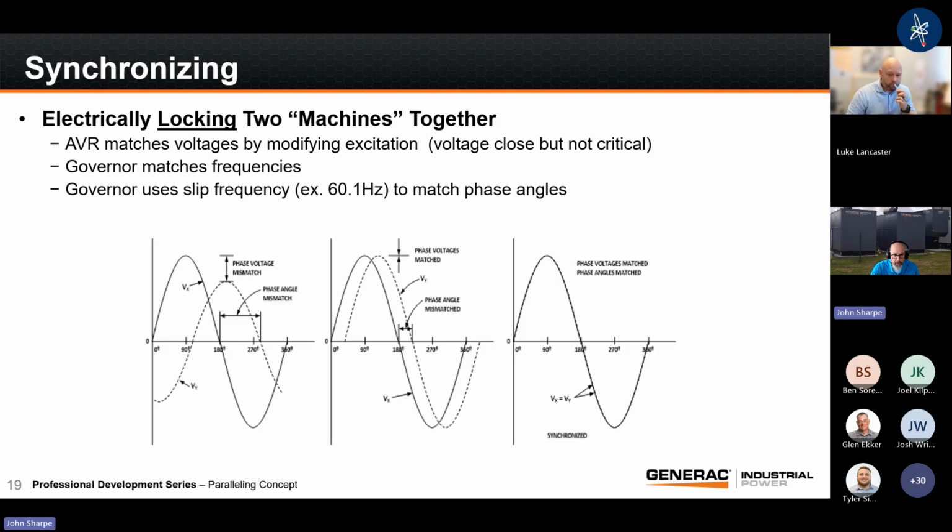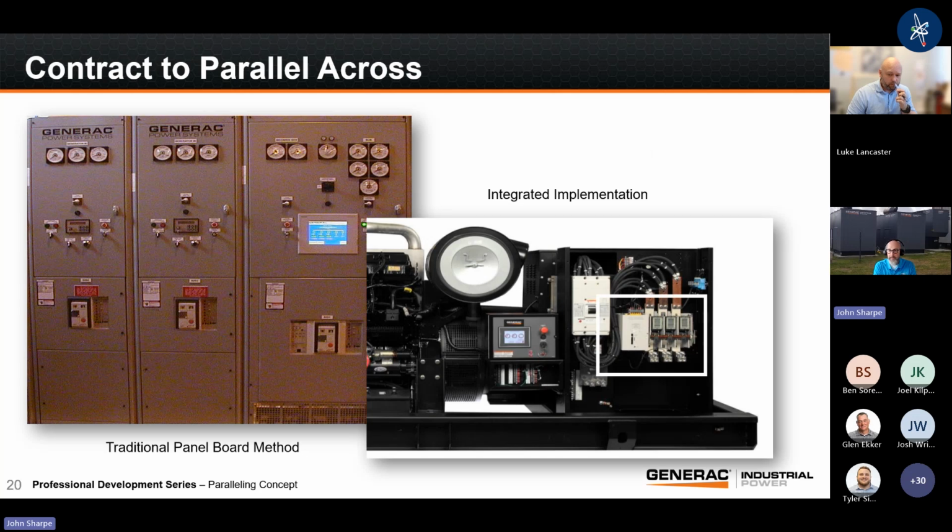And once we do that, we're going to close a device that's going to lock the two together. And once they're locked together electrically, that's a very, very strong bond. Okay. There are different devices that you can use. If I look at these two different things going on here, this is traditional paralleling, and they use circuit breakers to tie these together. Nothing wrong with that. Let's go ahead and use a circuit breaker.